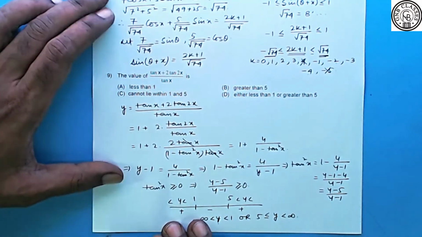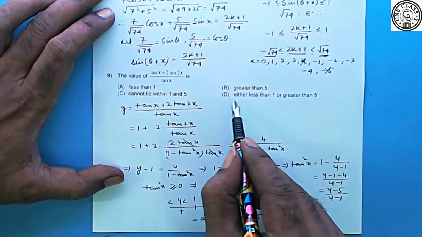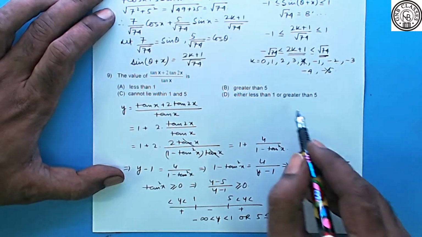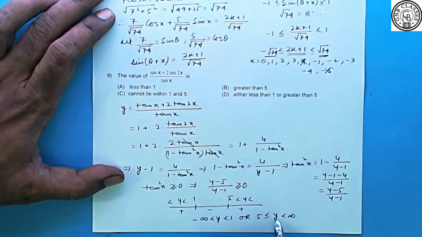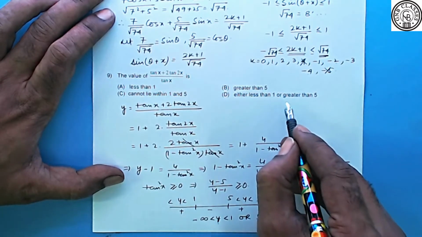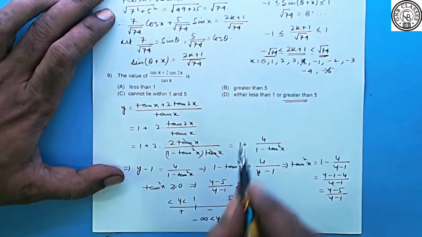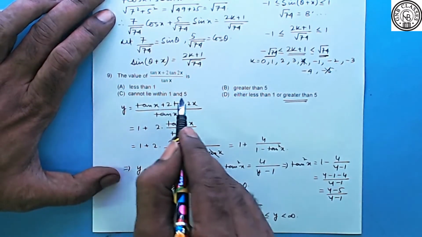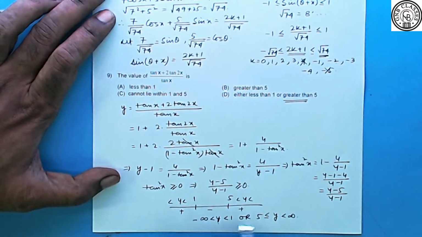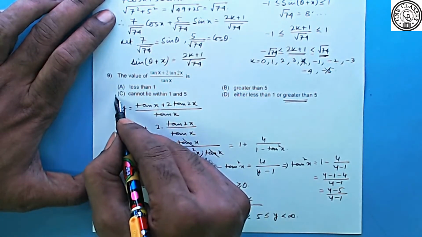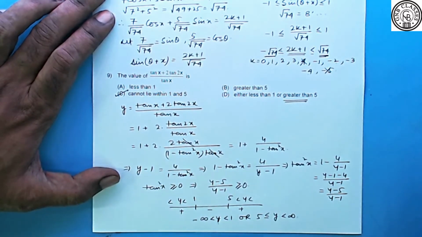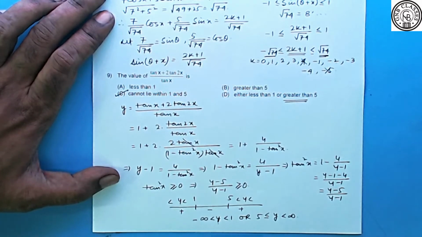Now again students make mistakes. They used to choose either less than 1 or greater than 5. This option is not correct. Why am I telling you? Greater than 5 is okay, but at the same time y can take the value 5 also, but that has not been mentioned in option D. So don't choose option D in this case. You will choose: cannot lie within 1 and 5. Naturally, y cannot take any value between 1 and 5. Therefore, the proper option will be C, not D. Don't get confused with option D. So option C is correct, where it is cannot lie within 1 and 5. Is it clear to all of you? Okay.